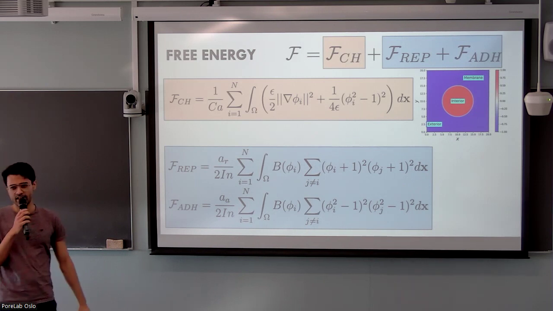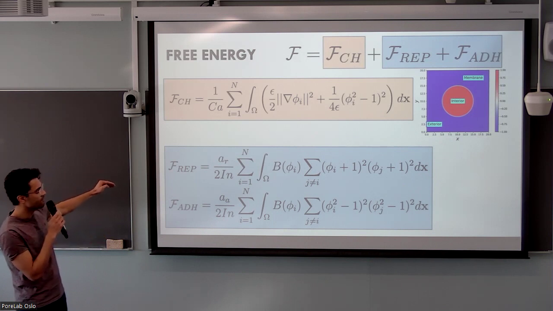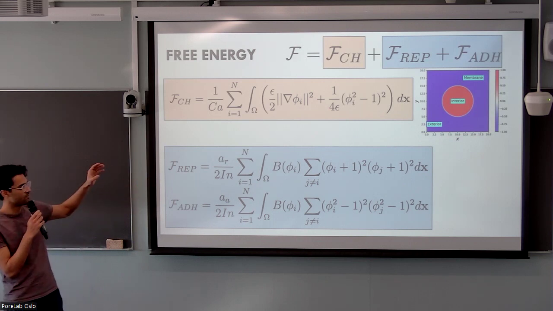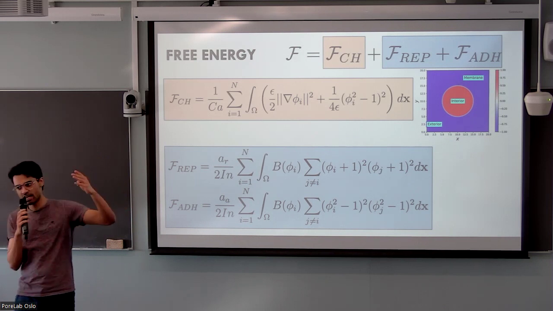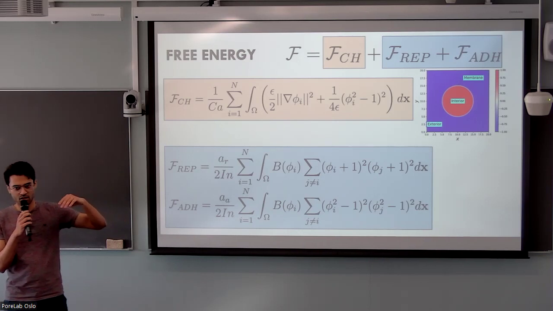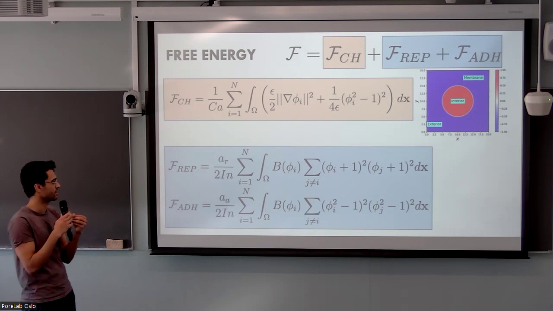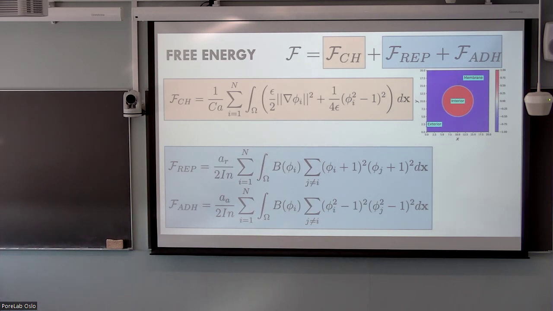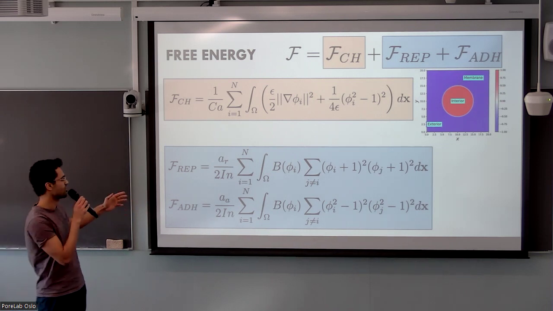This is kind of like the Lennard-Jones potential, if you have heard about that. What this repulsion term does is that it makes the interior of the cell repel the interior of other cells. So the red part repels the other red part. And the adhesion energy makes the membrane of the cell attract the membrane of the other cell. So the interiors repel, so you don't have cell overlap, but the membranes stick to each other, like how real cells do.